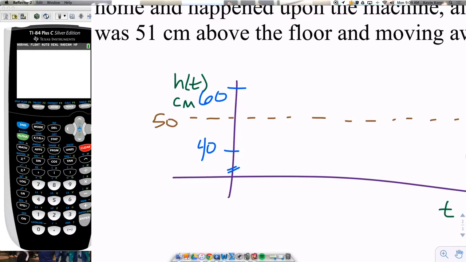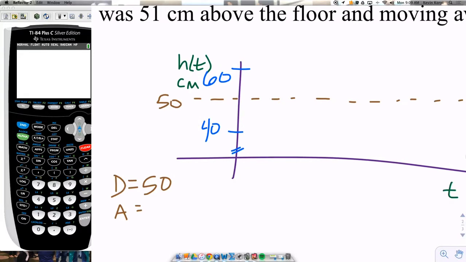So 50 is the sinusoidal axis, which means in our equation, it's going to be what letter? D. Yeah, D. Now, speaking of A, A is going to be the distance from the sinusoidal axis to either the high or the low, which is 10. Right, from 50 to 60 or 50 to 40 is 10 in either direction. So there's the vertical axis. You can kind of collect your vertical information off to the side for the equation.